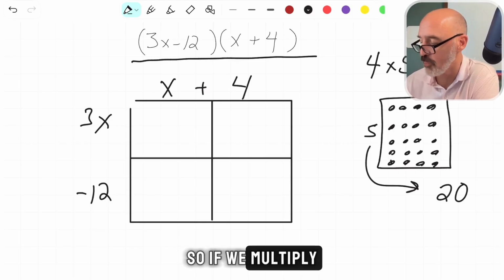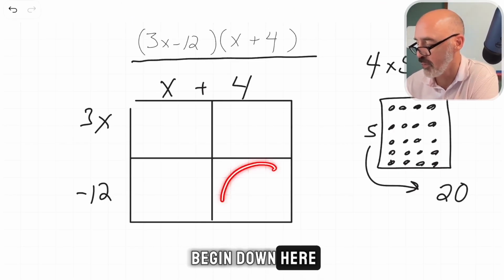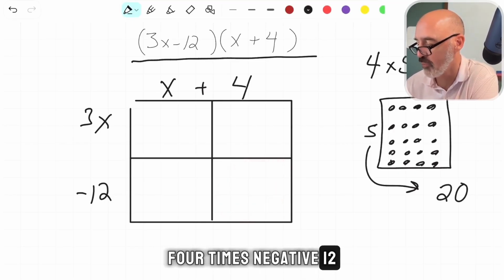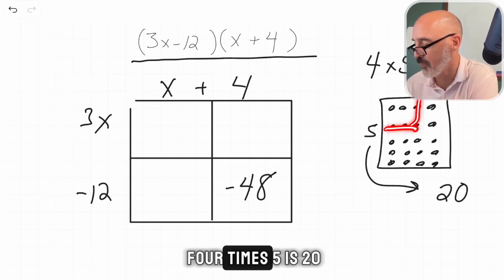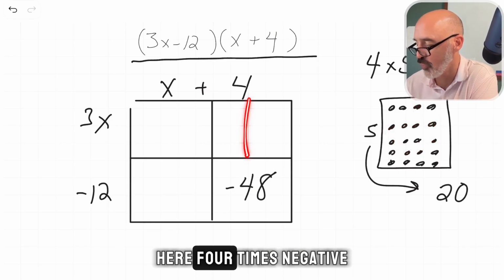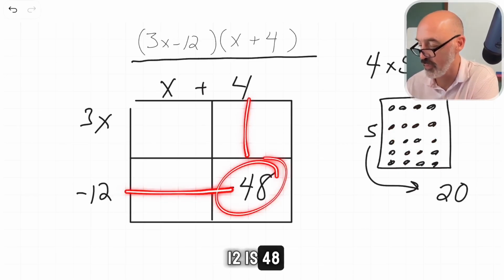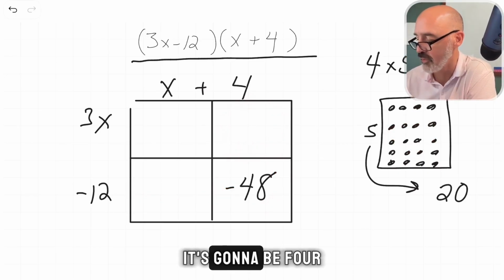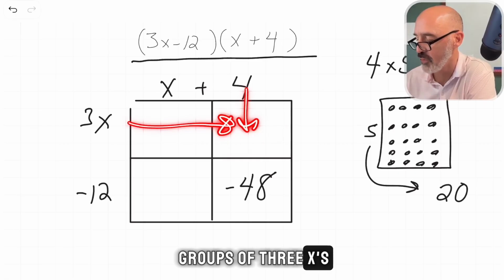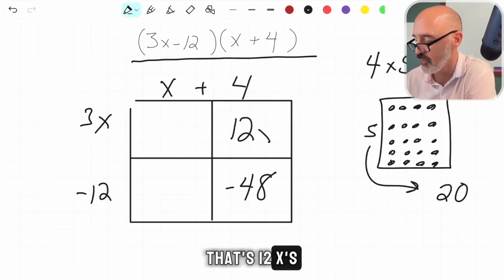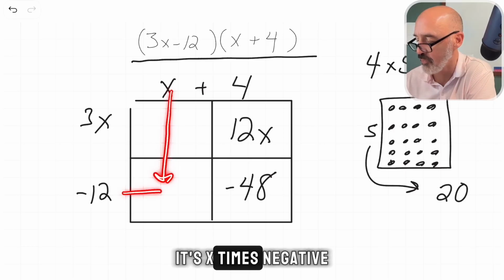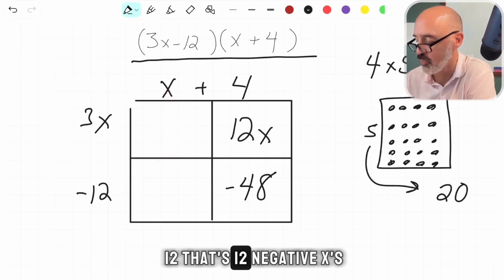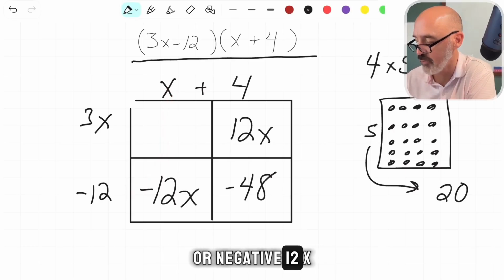So if we multiply, begin down here, 4 times negative 12 is negative 48. Just like over here, 4 times 5 is 20. Here, 4 times negative 12 is negative 48. Now in here, it's going to be 4 groups of 3 x's. That's 12 x's. And then in here, it's x times negative 12. So that's 12 negative x's, or negative 12x.